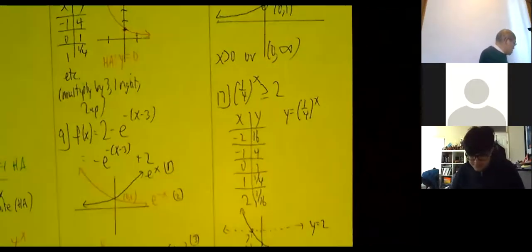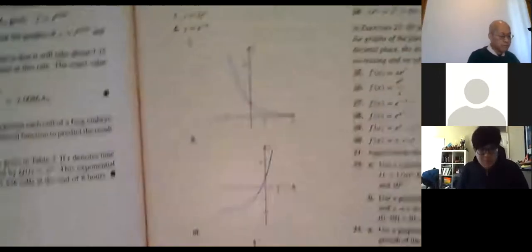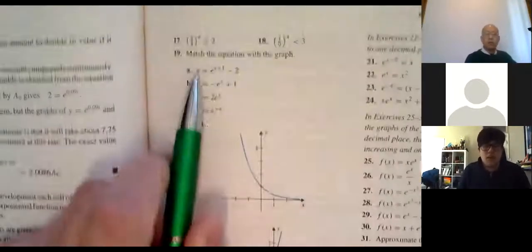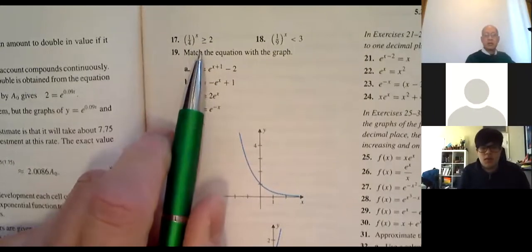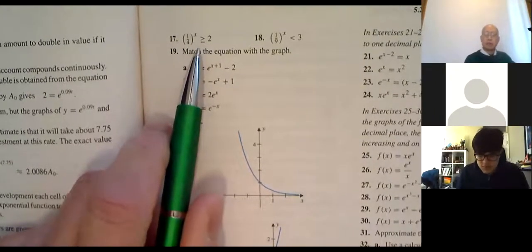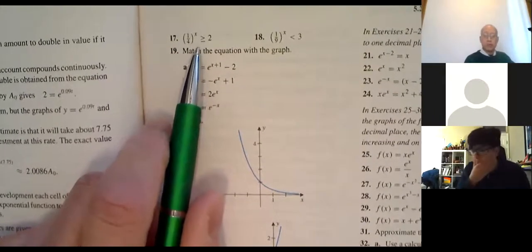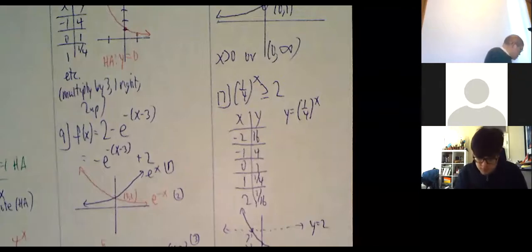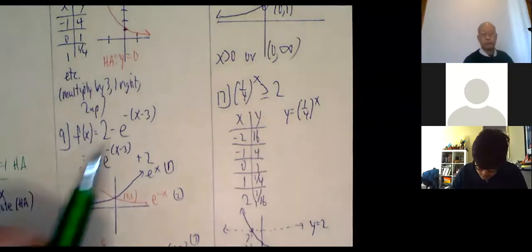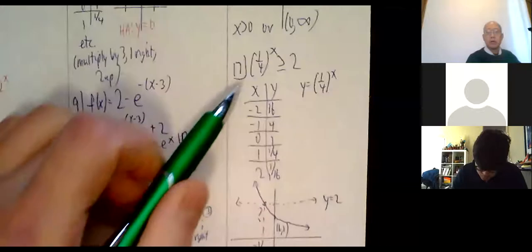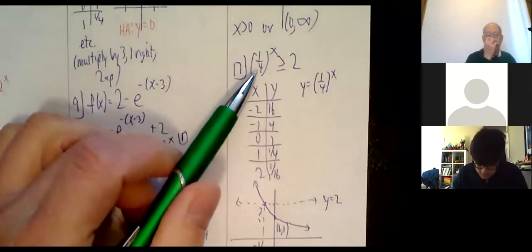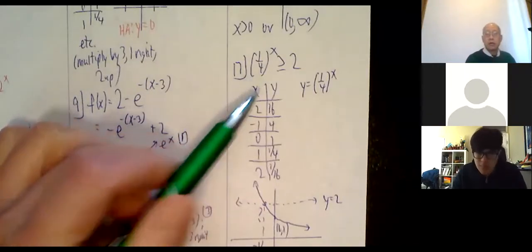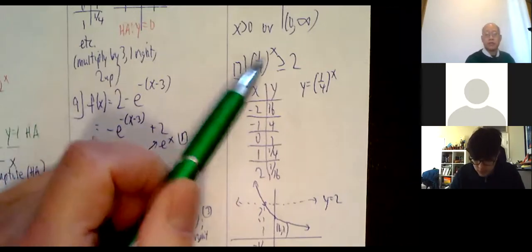Okay, then 17. One-fourth to the x is greater than or equal to 2. This time it says greater than or equal to, so we're probably going to be including an endpoint. First I graphed one-fourth to the x.